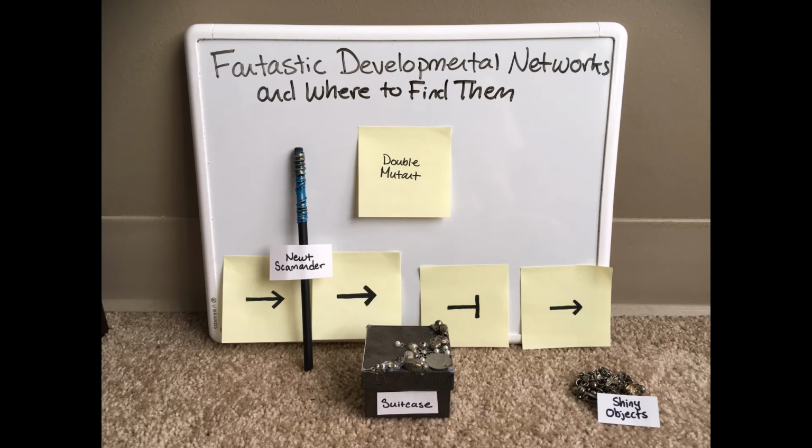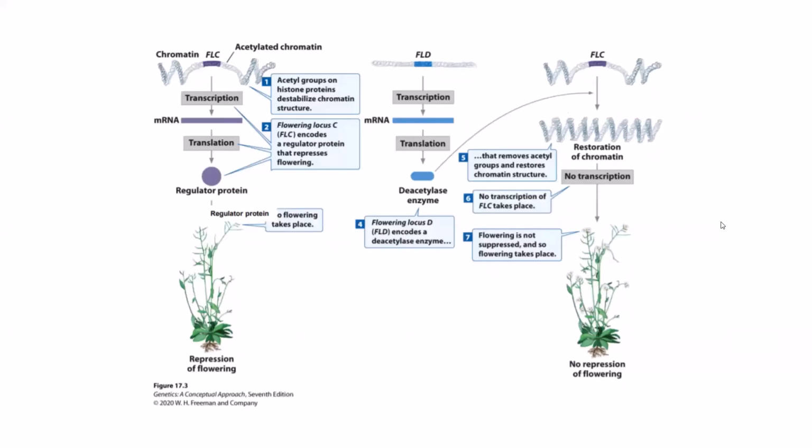is not activated. The relationship between the suitcase and the niffler is similar to the relationship between acetylation of the FLC gene and flowering in Arabidopsis plants. When the FLC gene is acetylated, it is turned on and suppresses flowering. If the FLC gene is not acetylated, flowering can occur.